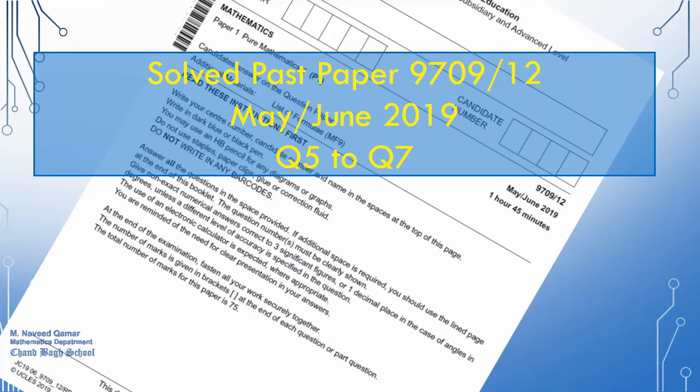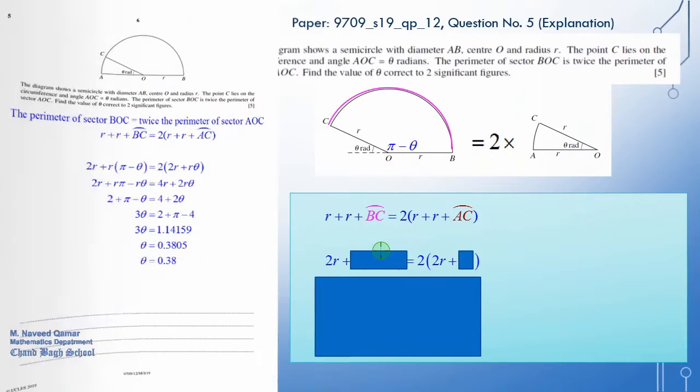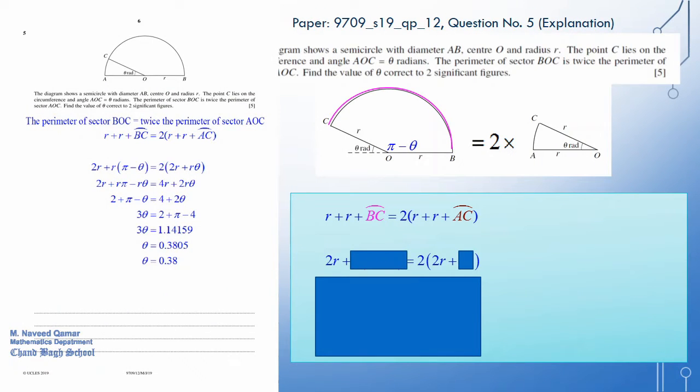Question number 5 to question number 7 of our paper A-level mathematics, May June 19. Let's start. Here we have question number 5.